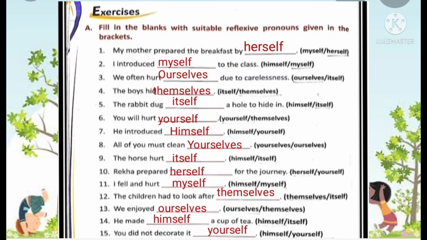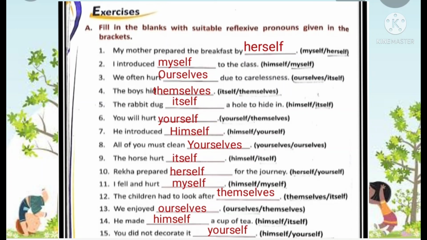Ninth one, the horse hurt itself or himself. It is an animal, so we'll be using itself. 10th one, Rekha prepared dash for the journey. Herself or yourself. Rekha is a female, so we'll use herself. 11th one, I fell and hurt myself or himself. So we replace the word I with myself. 12th one, the children had to look after themselves or itself. We will use themselves because it is plural.